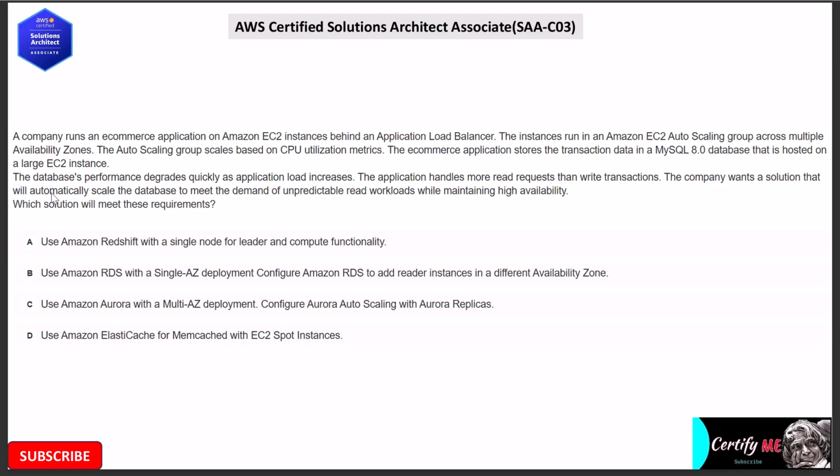The company wants a solution that will automatically scale the database to meet the demand of unpredictable read workloads while maintaining high availability. Which solution will meet this requirement? Option A. Use Amazon Redshift with a single node for leader and compute functionality. Option B. Use Amazon RDS with a single-AZ deployment. Configure Amazon RDS to add reader instances in a different Availability Zone. Option C. Use Amazon Aurora with a Multi-AZ deployment. Configure Aurora Auto Scaling with Aurora Replicas. Option D. Use Amazon ElastiCache for Memcached with EC2 Spot Instances.